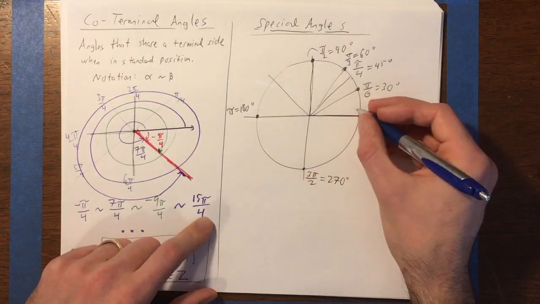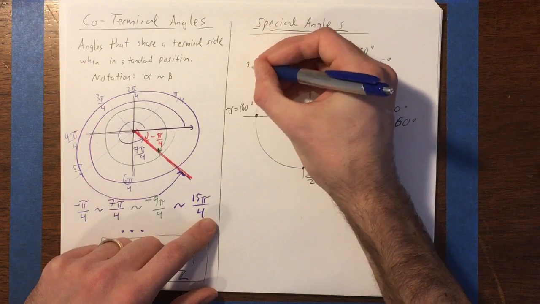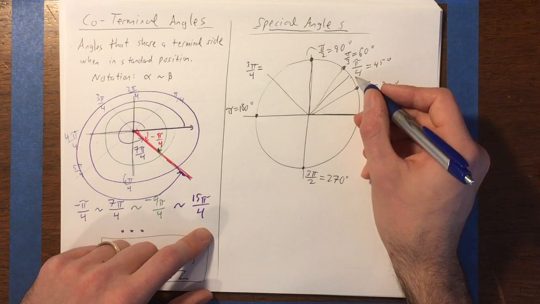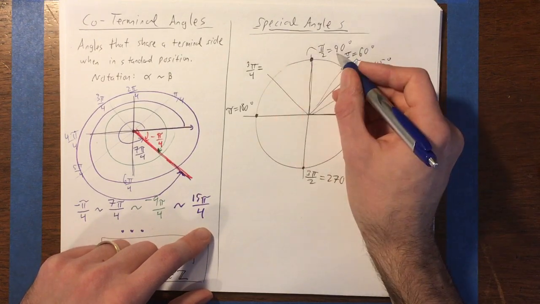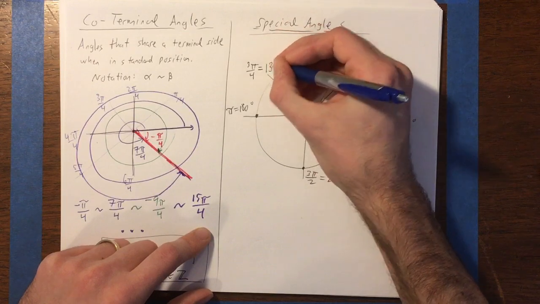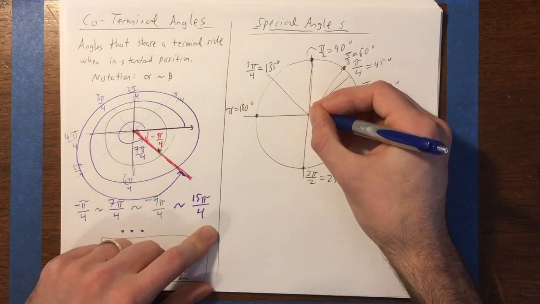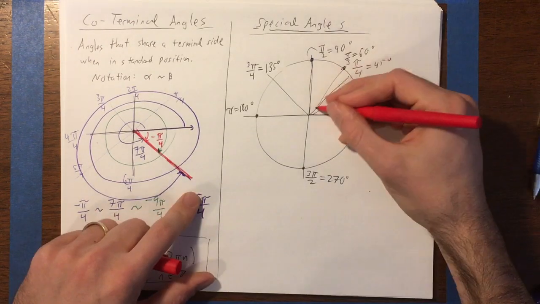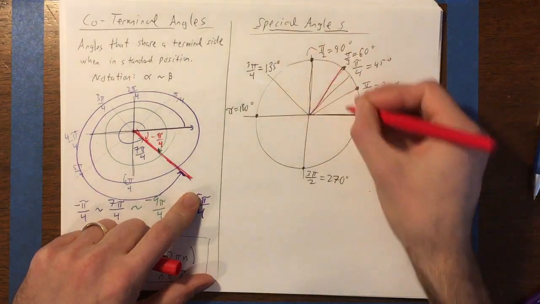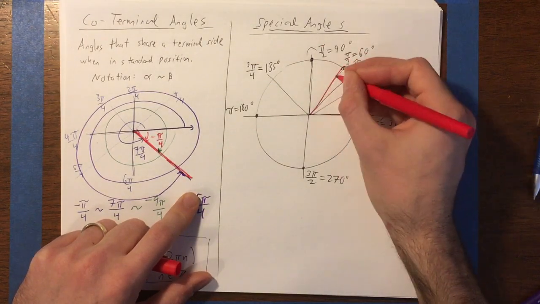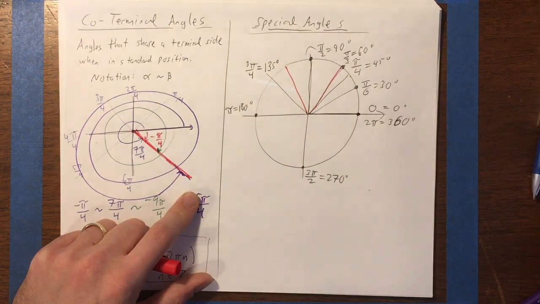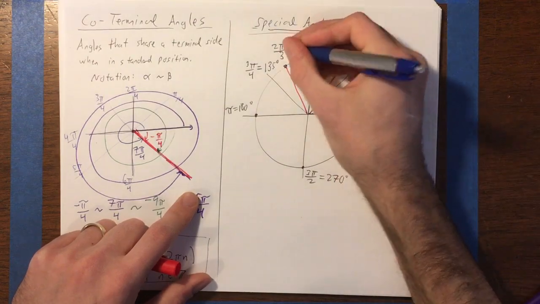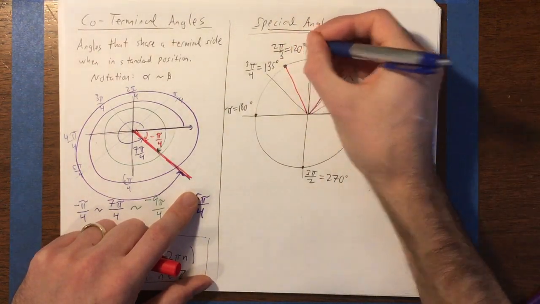And then there's other angles that we can get over here. You can do 3 pi over 4, which is the same as 90 plus another 45. That's 135 degrees. And if we do pi over 6 here, that's pi over 3. If we do another third, that takes us to here. So that right there is 2 pi over 3, 2/3 of pi, and that is your 120 degrees.